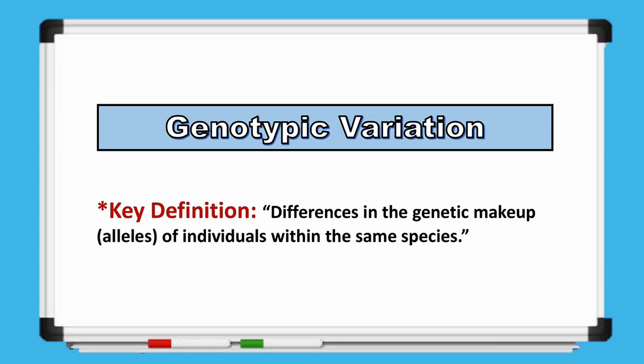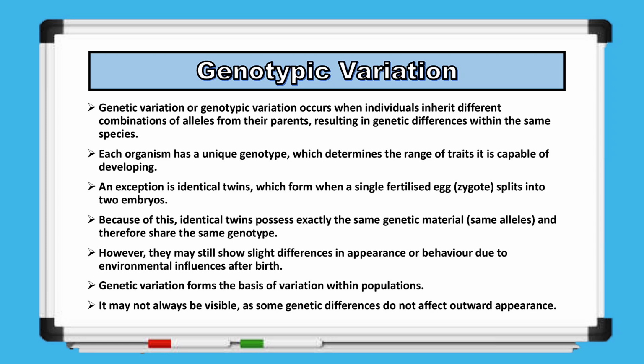Talking about genotypic variation, it refers to differences in the genetic makeup of individuals within the same species. In simple terms, it means that individuals have different alleles, or different forms of genes, which make them genetically different from one another. So, we will simply define it as differences in the genetic makeup or alleles of individuals within the same species. Genetic variation occurs when individuals inherit different combinations of alleles from their parents.